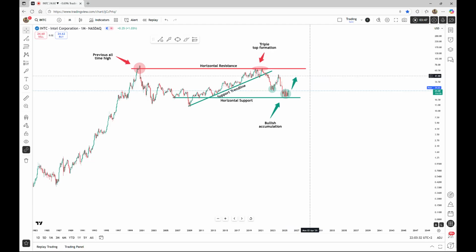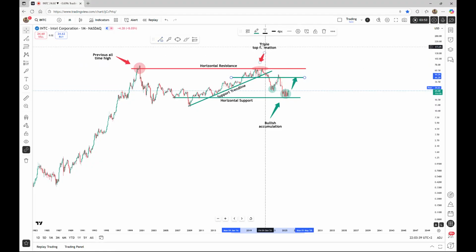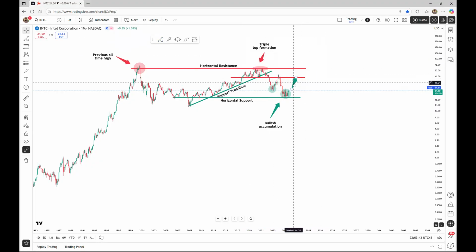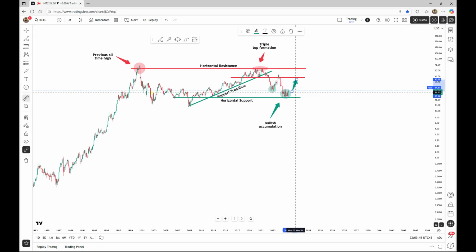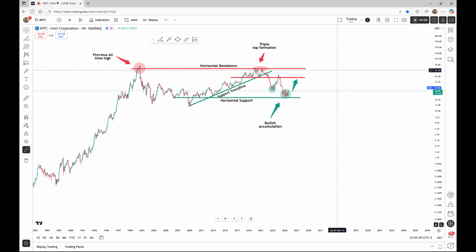I'm personally simply targeting the next resistance towards the upside, which is sitting exactly at this psychological $45 level. As I mentioned, just simple previous horizontal resistance. So from here, just simply looking at some technical analysis, it's quite likely that Intel will rally another 80% over the course of the next couple of months.